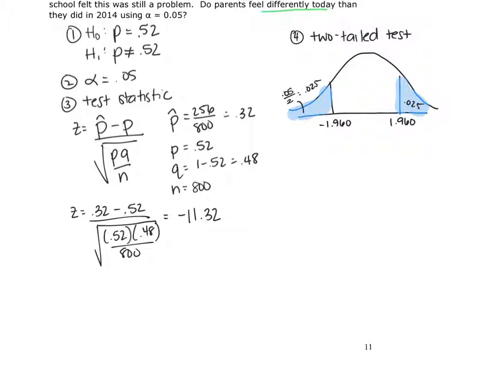Adding our test statistic is negative 11.32, which is way down here, which is very clearly in our rejection region, so our decision is to reject the null hypothesis. And our conclusion would be that there is enough evidence that parents feel differently today than they did in 2014.